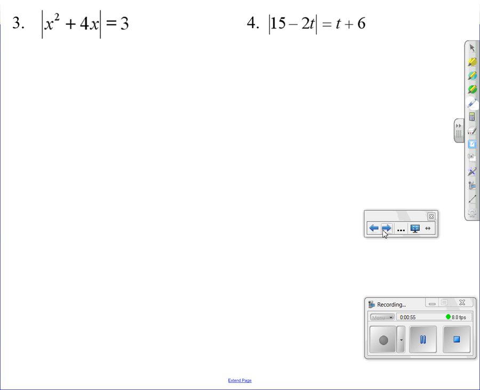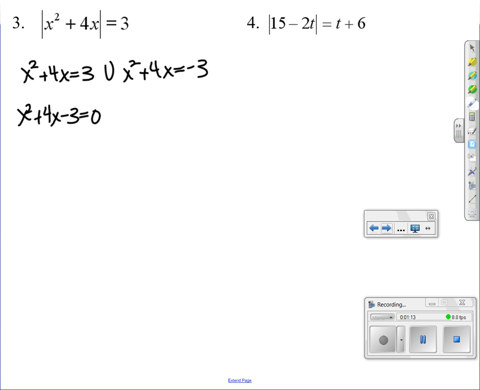Question 3, though, is a little different. We have another absolute value equaling 3, and so there are now two possibilities, that it equals 3 or it equals minus 3. And to solve that, we would move everything to one side and set it equal to 0. Check and see if you can factor it. If you can, great. Use your factoring skills. If not, you might have to use the quadratic formula.